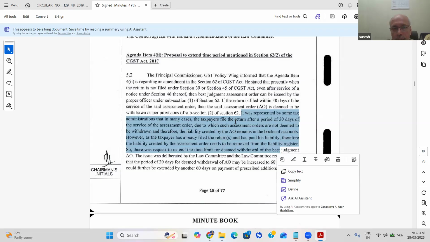In many cases, the taxpayer filed the return after a period of 30 days of the service of the suspension order, due to which such suspension orders are not deemed to be withdrawn, and therefore the liability created by the AO remains in the books of accounts. However, as the taxpayer has already filed the returns, he has paid his liability. Therefore, the liability created by the assessment order needs to be removed from the liability register. So there was a request to extend the time limit for deemed withdrawal for the judgment.